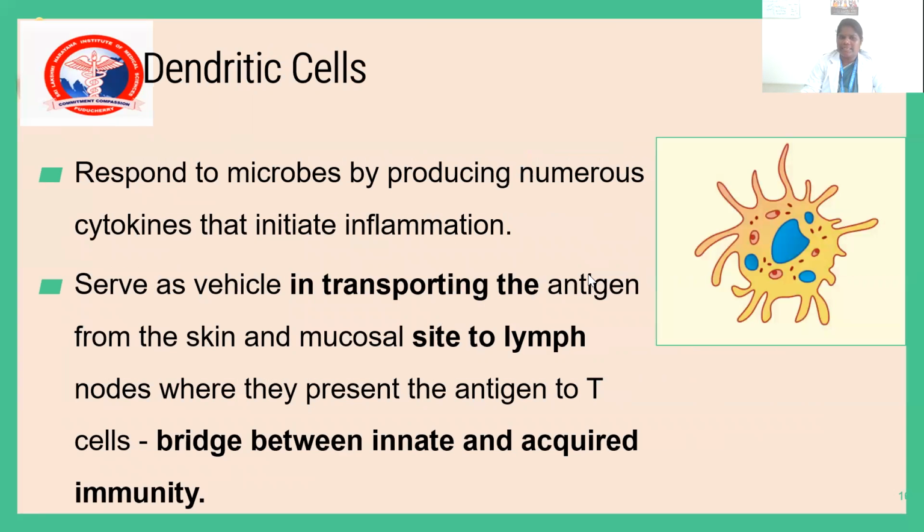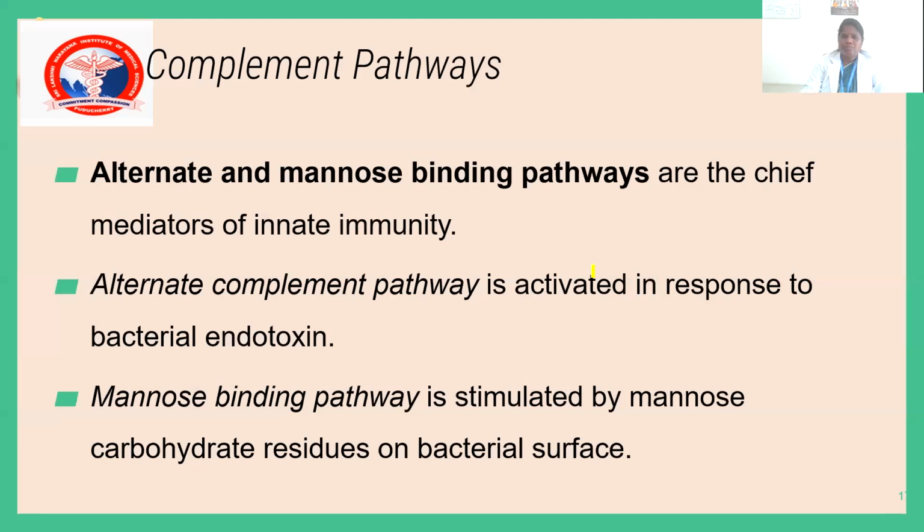Coming to the dendritic cells, they are part of the innate immune cells, but they participate in acquired immunity. They make a bridge between the innate as well as acquired immunity. Once the antigen enters our body, it gets attached to the dendritic cell and is transported to the lymph. It activates the B cells or T cells. Depending upon the antigen nature, the T cell or B cell gets activated.